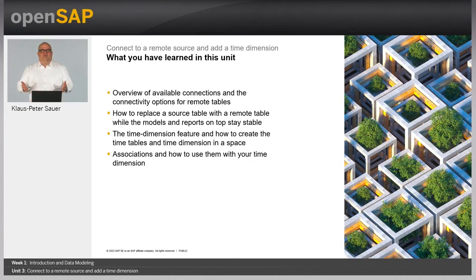So if we look at this unit, what we have learned is about the connections and remote tables. I showed you how to replace a local table with a remote table while your report and the model stays stable. You also learned about the time dimension and how you can use it in your models. And last but not least, you also learned about the concept of associations and how to use them in your data models. So that's it for Unit 3. So thank you and good luck with the quiz.